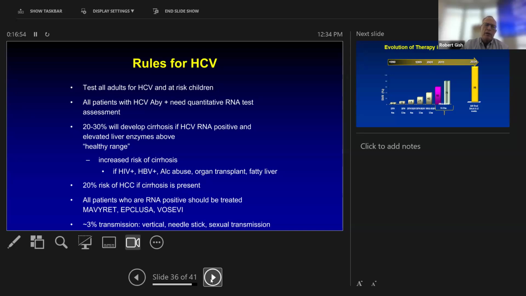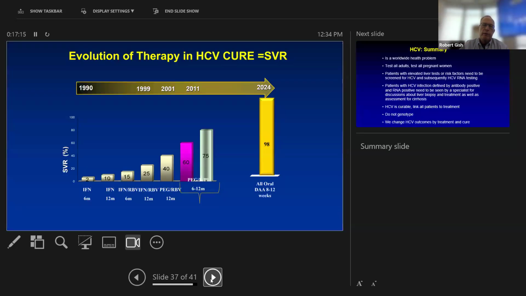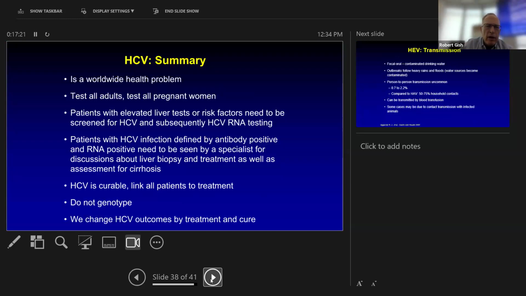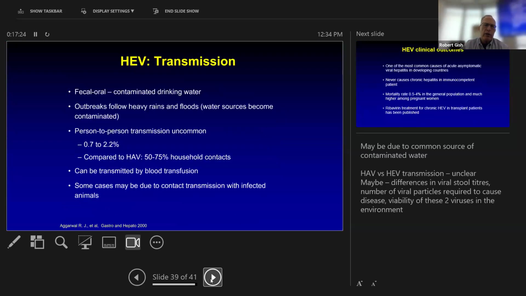Mavyret, Epclusa are 2 lead therapies. One is 8 weeks for Mavyret, but 3 pills. The other is 1 pill for 84 days. That's Epclusa. Vosevi is listed here. And Vosevi is only for people who have resistance or have failed a previous standard course of therapy. Cure rate, 98%. It's just an absolute miracle. I think we've covered everything on here.